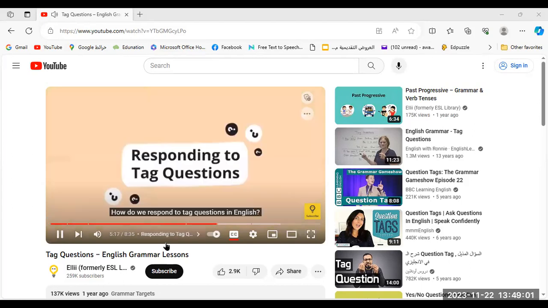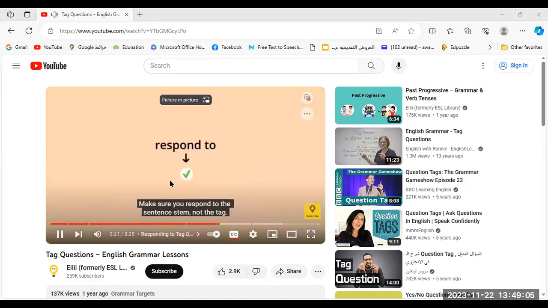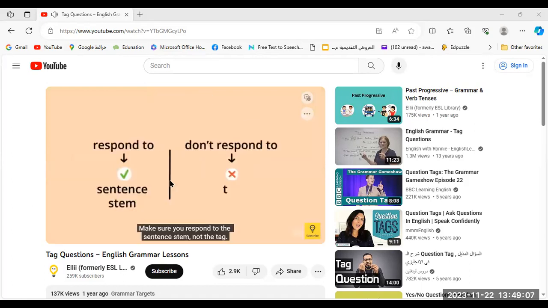How do we respond to tag questions in English? Make sure you respond to the sentence stem, not the tag.